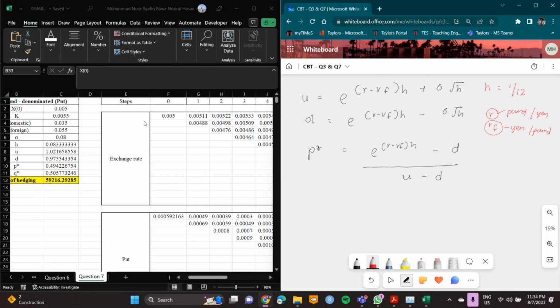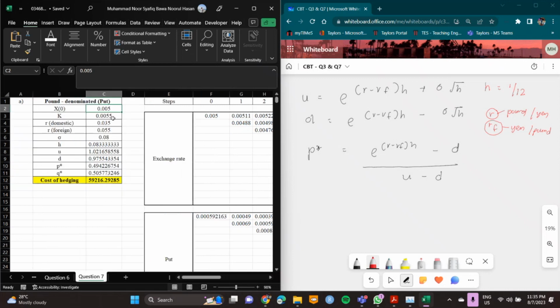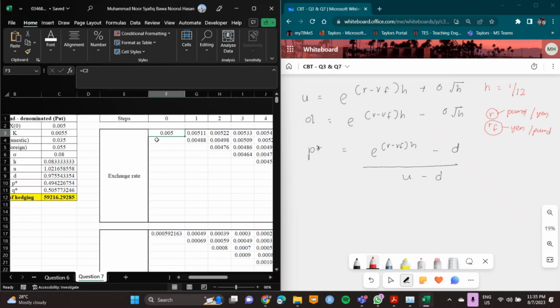So for pound for the exchange, we first use our exchange rate. So we have 0.005. So for pound denominated, we just use the original given in the question. Also for the K, we use the original. The domestic is the pound and also the foreign is the yen. Then for the exchange rate for time 0, we have the binomial tree here.